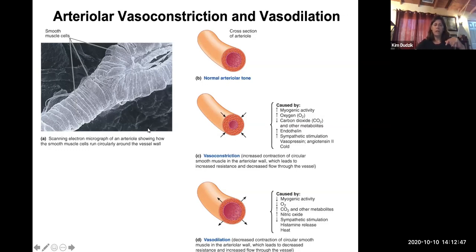When the smooth muscle in a particular area of an arteriole relaxes, that causes vasodilation. Okay, that increases the diameter, which then increases blood flow. So there's less resistance when we increase the diameter, so we increase blood flow. Alrighty, so how do we control that? How do we control whether we vasoconstrict or vasodilate, and also in a particular area of the arteriole? Okay, well, it's controlled both intrinsically and extrinsically, and we have a lot of intrinsic controls.